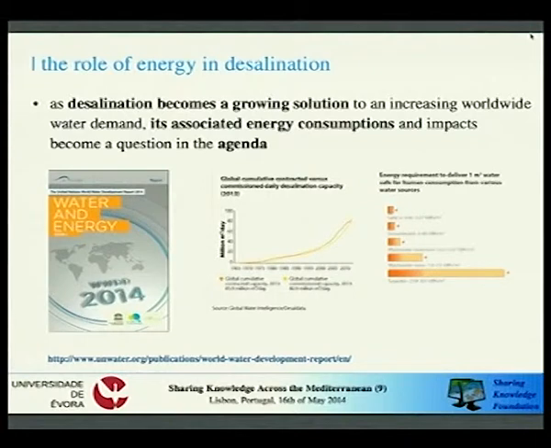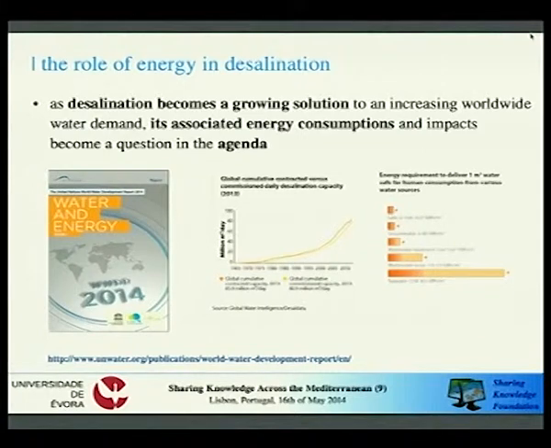So desalination is becoming more and more a solution to water production in many places in the world. So from the 70s, there was a constant increase of desalination capacity installed. It has had a boost from 2000, and today it stands for over 80 million cubic meters a day of production. Of course, this water production comes also with energy consumptions.